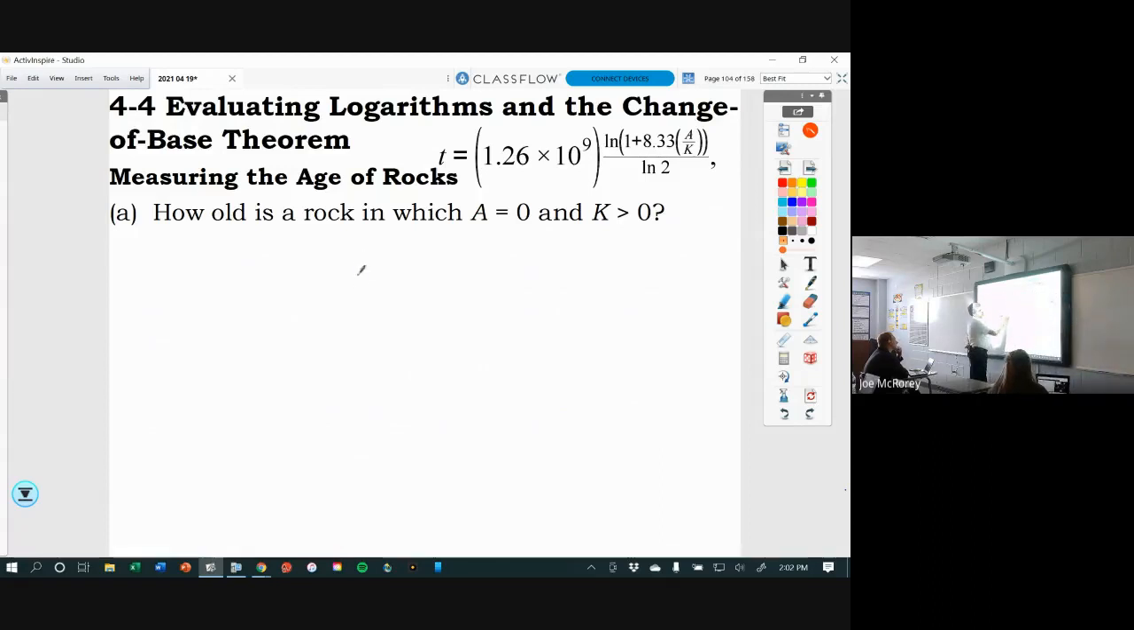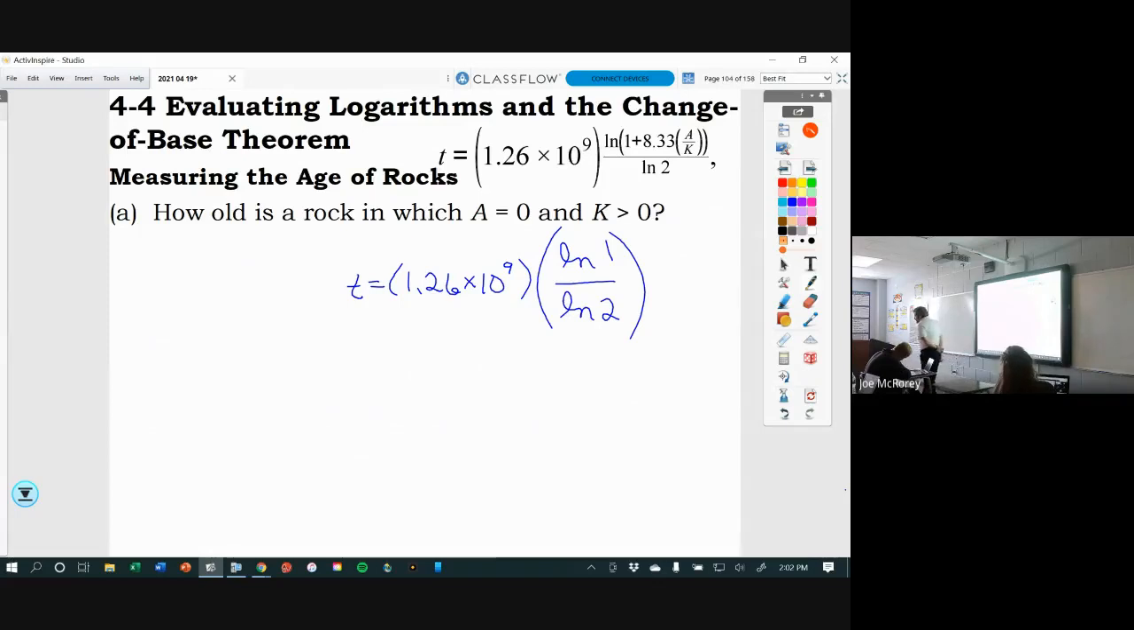So here's what we have. We have t equals 1.26 times 10 to the 9th power times, and I put this in parentheses. You don't have to. I like to, though. That's a messed up natural log. Again, we're working smart, not using our calculators. What's natural log of 1?